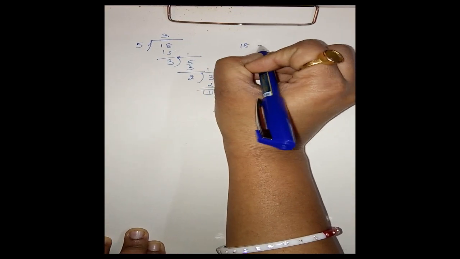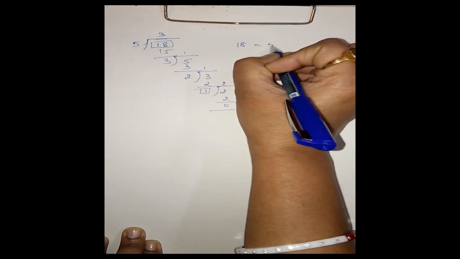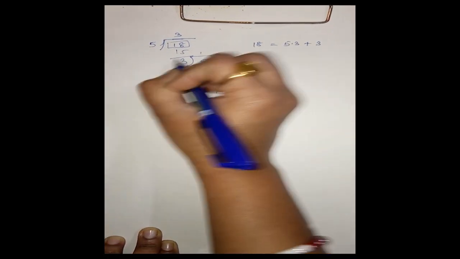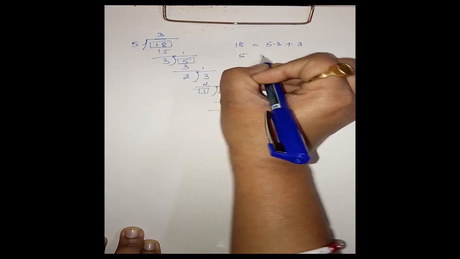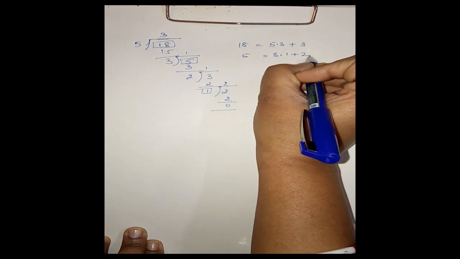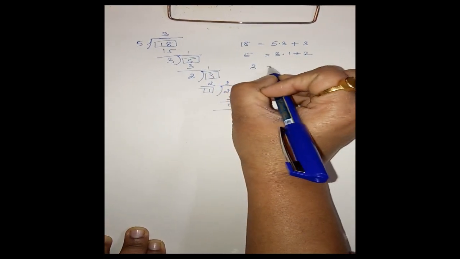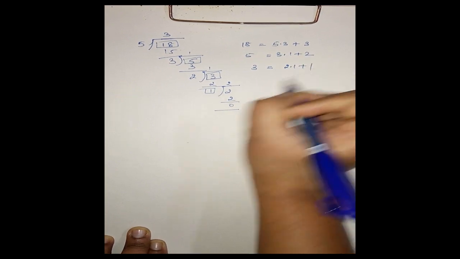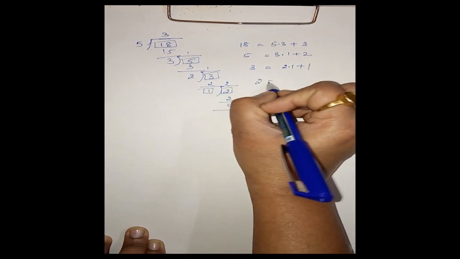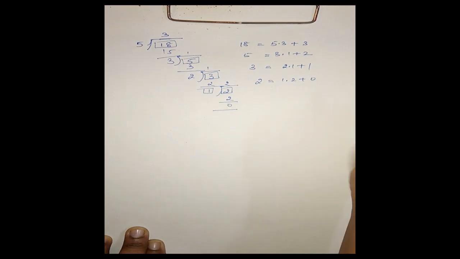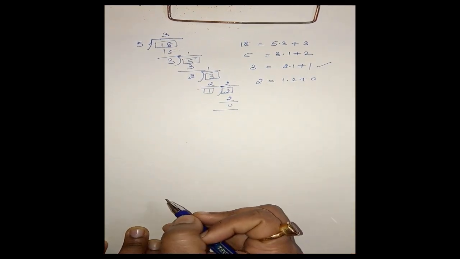Now 18 can be written as 5 into 3 plus 3. Then this 5 is written as 3 into 1 plus 2. Then this 3 is written as 2 into 1 plus 1. Again this 2 is written as 1 into 2 plus 0. And we will start with the second last equation.